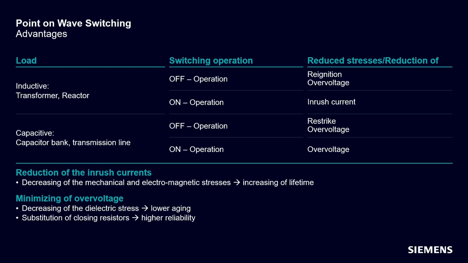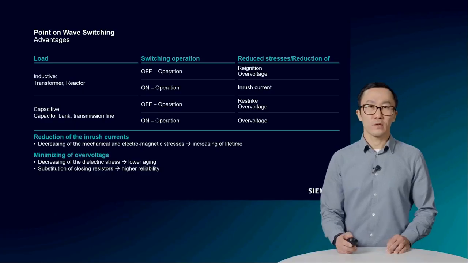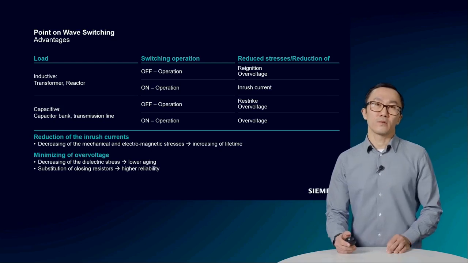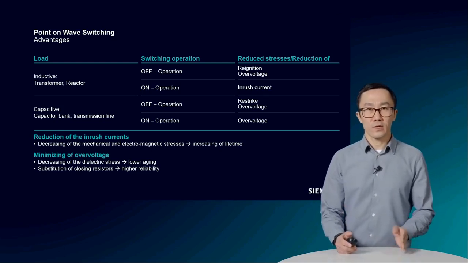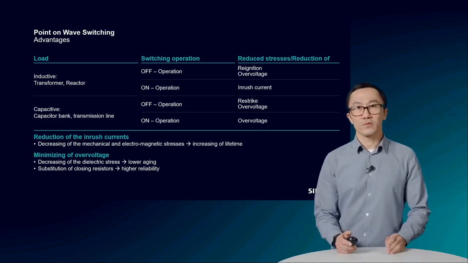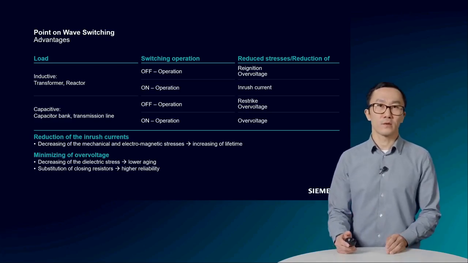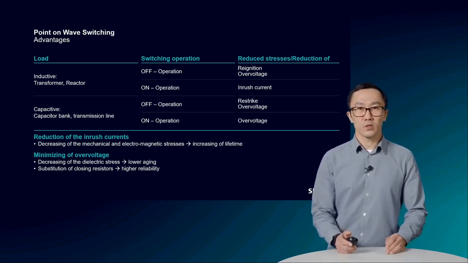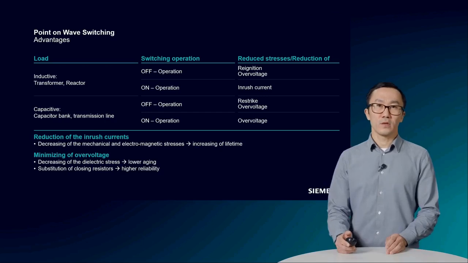Let me explain shortly what are restrikes and reignitions. Reignition is for inductive load. It's happening directly after zero crossing of inductive current. Restrikes is for capacitive load. It's a voltage appearing half cycle after the zero crossing of capacitive current. This voltage can be very big and can damage the capacitor. Both restrikes and reignition can lead to high transient and even damage circuit breaker and other equipment.